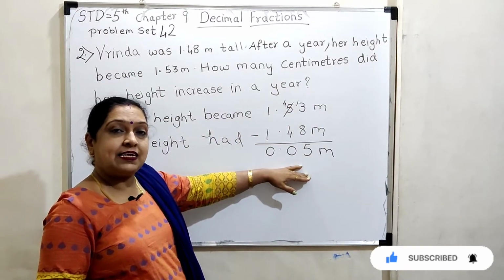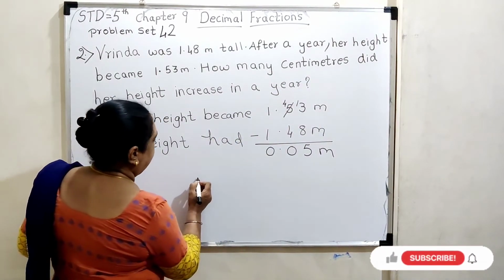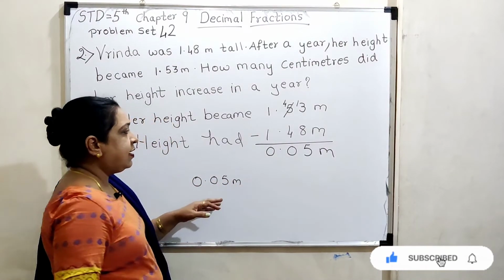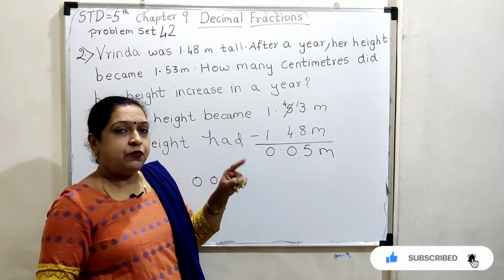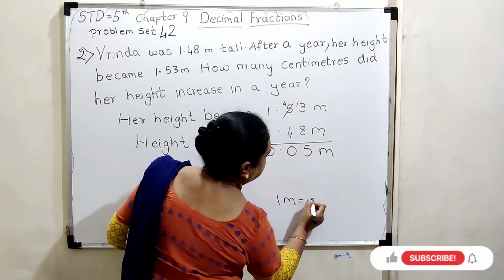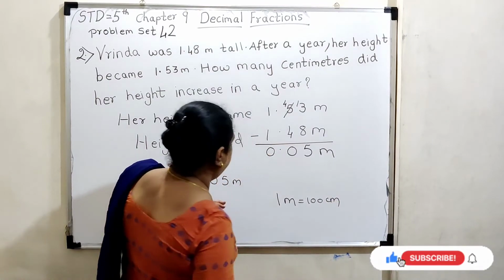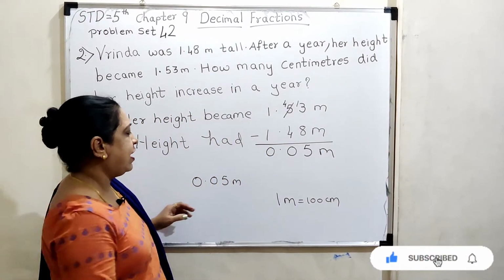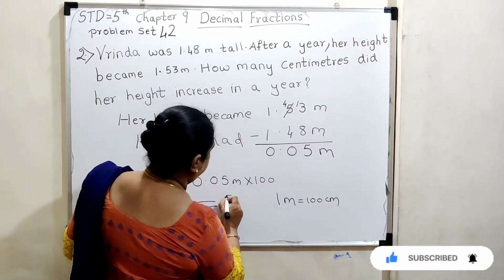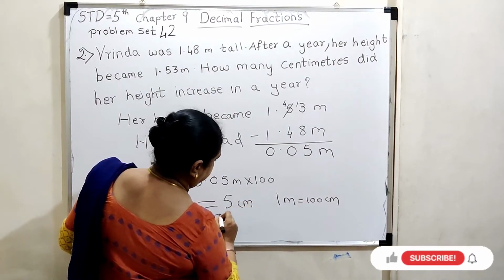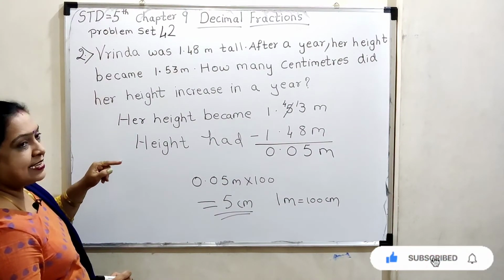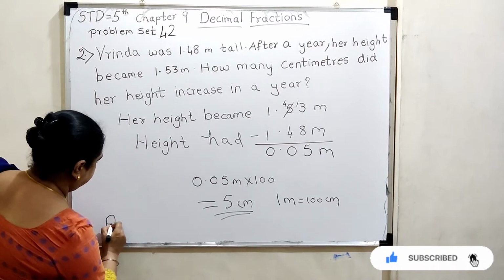Okay, we got the answer in meters. So when we have 0.05 meters, we can convert this into centimeters. Okay, you know 1 meter is equal to 100 centimeters. So 0.05 multiplied by 100 will give you 5 centimeters. That means you can write the answer. How many centimeters did her height increase in a year? Answer.